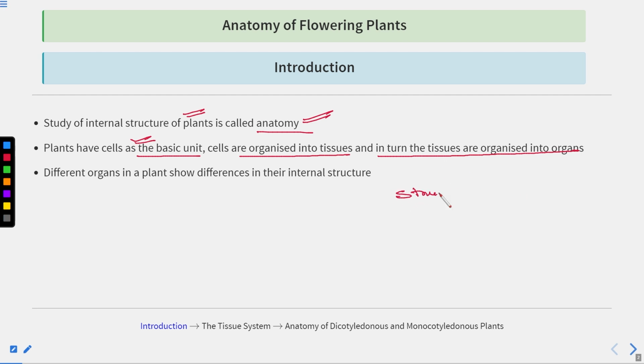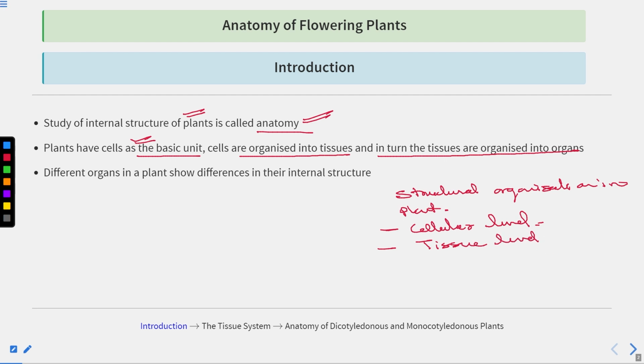Structural organization in plants. So we can see the different levels. Cellular level, means the plants are organized at a cellular level. Then there is a tissue level. We see the formation of different types of tissue. Cells are aggregated together, or grouped together, to form a particular type of tissue, and those tissues perform a particular function. So that is the formation of tissue, and that shows the tissue level of organization.